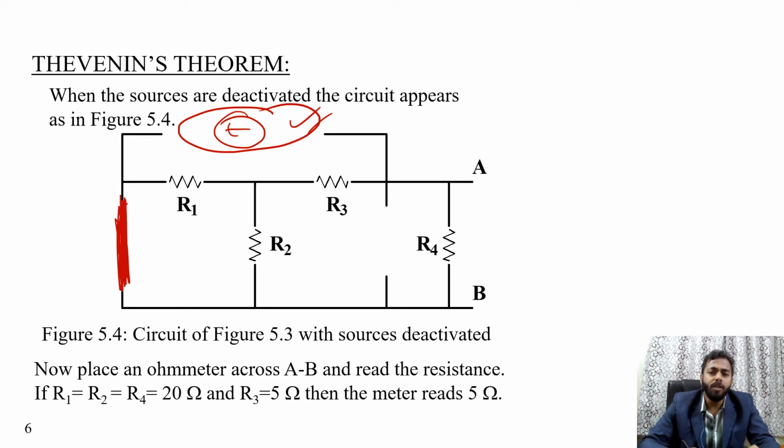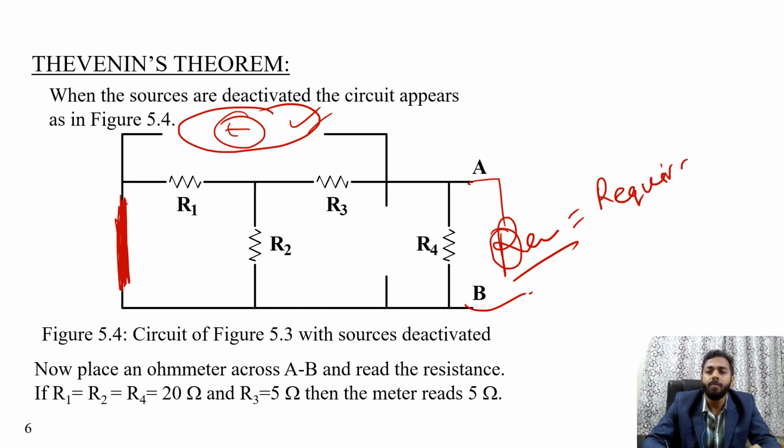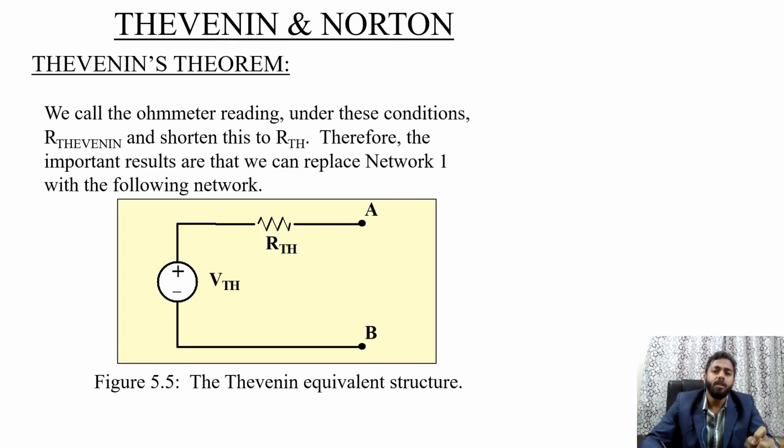Now you can connect an ohmmeter across A and B. An ohmmeter finds the resistance, the equivalent resistance between terminals A and B. This is R equivalent between terminals A and B. Whatever equivalent resistance you find between terminals A and B is the Thevenin's resistance. Previously we calculated the Thevenin's voltage, now it is the Thevenin's resistance. You have to connect them in series.